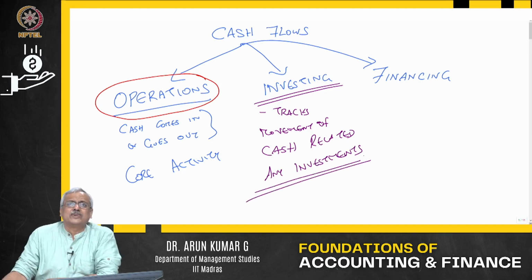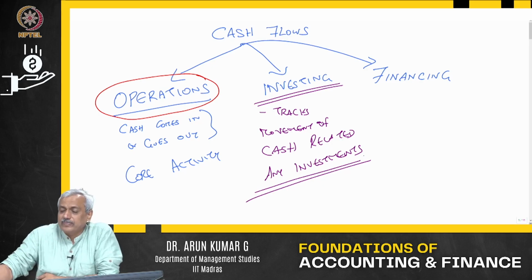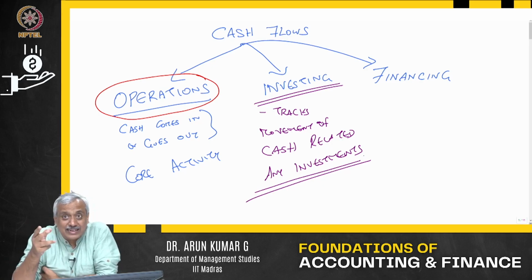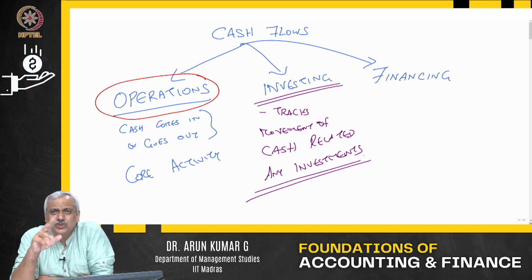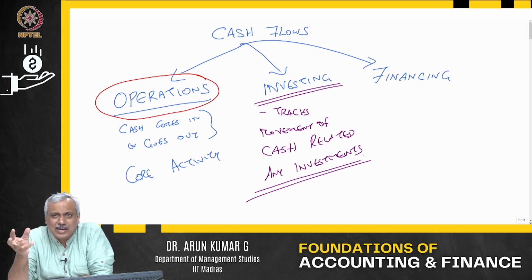Now, what do you mean by investments? I buy a machinery. When I buy a machinery, what is happening? Cash is going out of the company related to my investment activity. Why? I have invested money in the business. I pay my EMI for the machinery that I have purchased, cash getting out of my business due to an investment related activity.